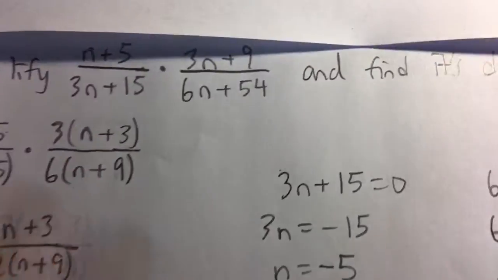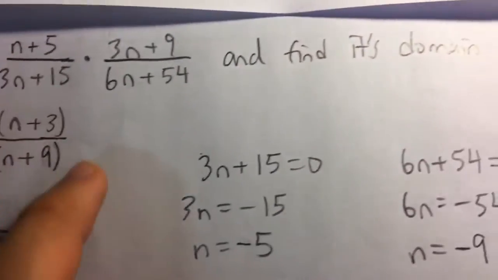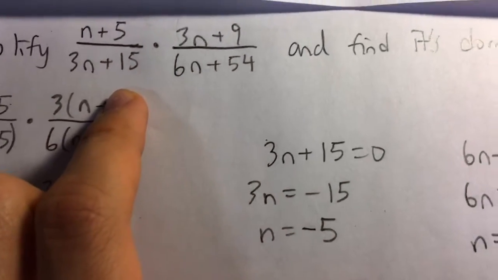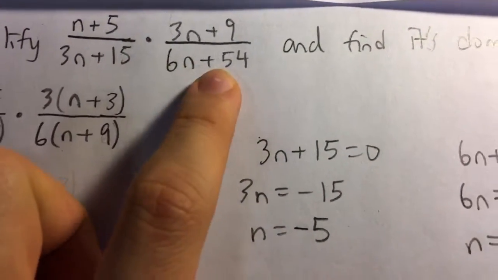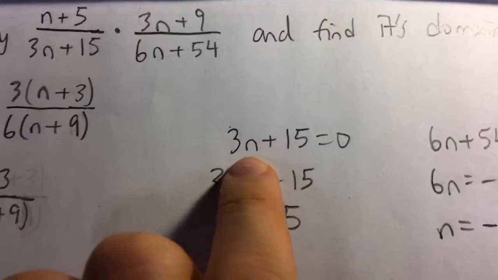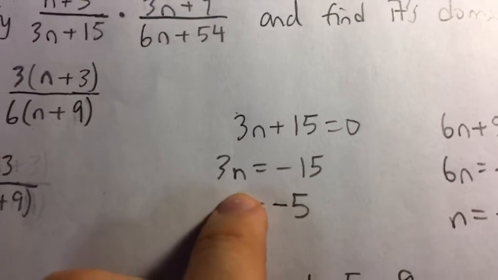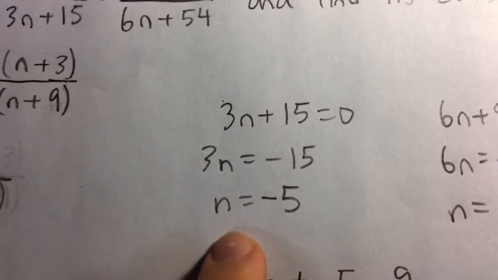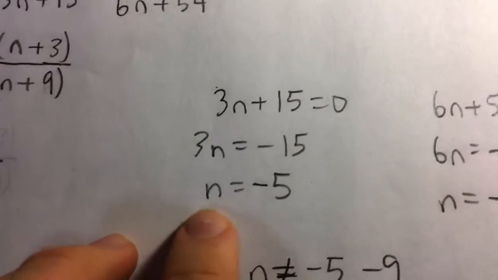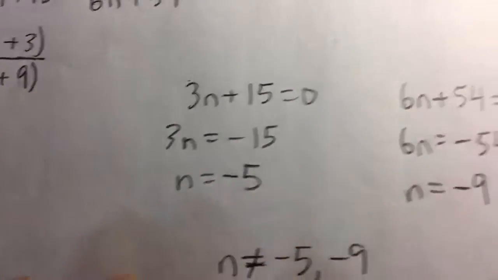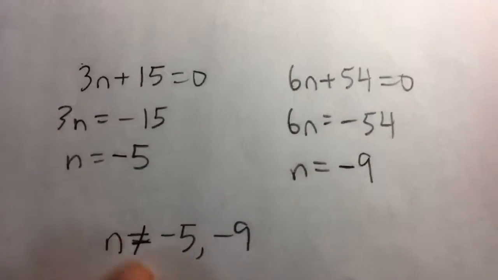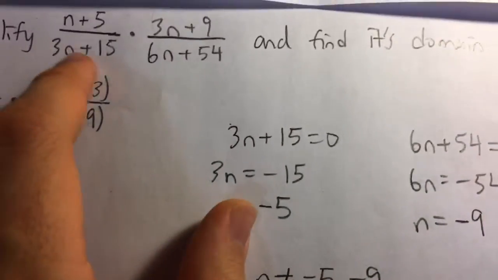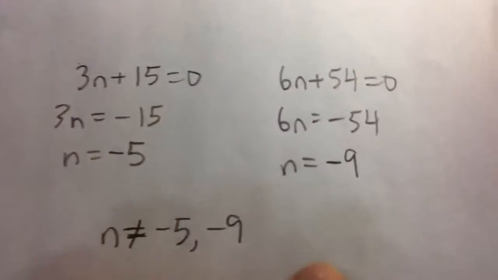And so to find the domain of this original expression here, we set each of these denominators equal to 0 and solve for n. So here I have 3n plus 15 equals 0. 3n is equal to negative 15, subtract 15 from both sides, right? And then divide both sides by 3, which gives me n is negative 5. That tells me that negative 5 is not in the domain of this expression.